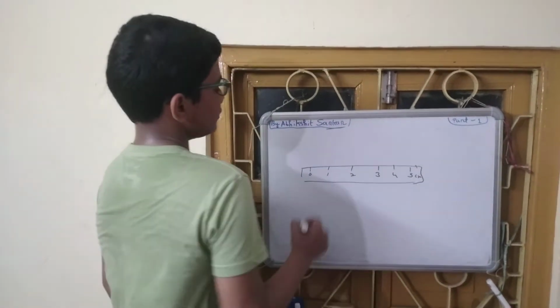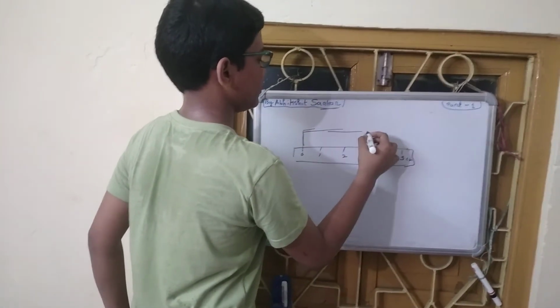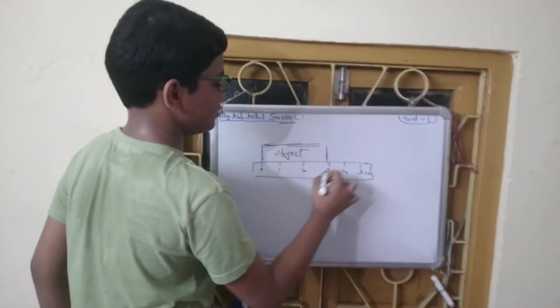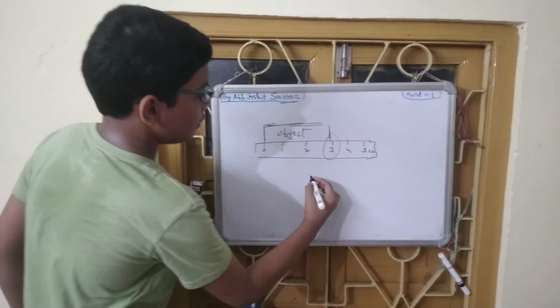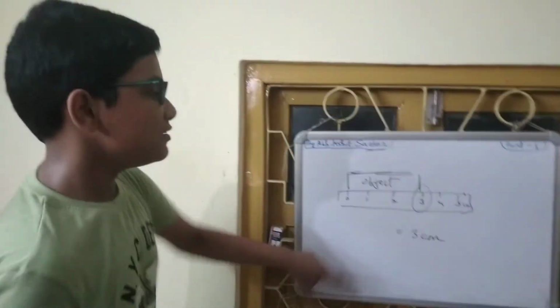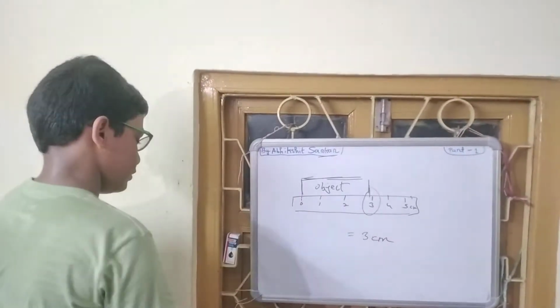Now we take a box or an object. By measuring, we get the object length is 3 centimeter. So the object length is 3 centimeter. This is how we can measure the length of an object.